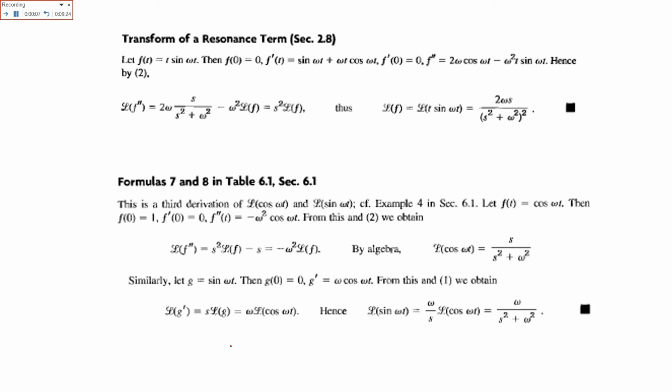Transforms of the resonance terms, the terms that are basically repeated. These kinds of terms are mostly present either in the trigonometric functions or in hyperbolic functions or in exponential functions. In the linear function, resonance doesn't exist, but it exists in the trigonometric or the exponential functions. Here the function is given, f of t is equal to t into sine omega t, and we are asked to find its second derivative Laplace.